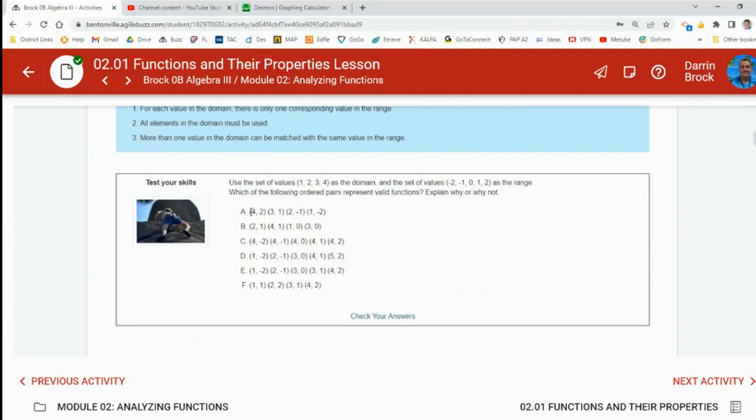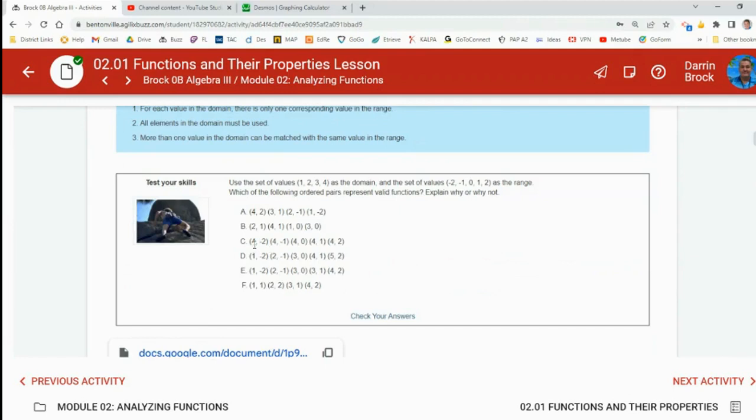So let's see, A: (4, 2), (3, 1), (2, -1), (1, -2). Each x, the 4, the 3, the 2, the 1, each x only has one y. So this is a function. Let's look at B: (2, 1), (4, 1), (1, 0), (3, 0). Each x, 2 only has 1, 4 only has 1, 1 only has 0, 3 only has 0. Each x only has one y, so that is a function. Now, 1 and 3 both have the same y, but they only have 1, so that's okay.